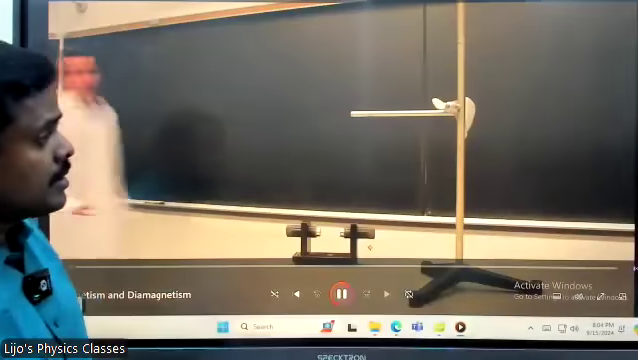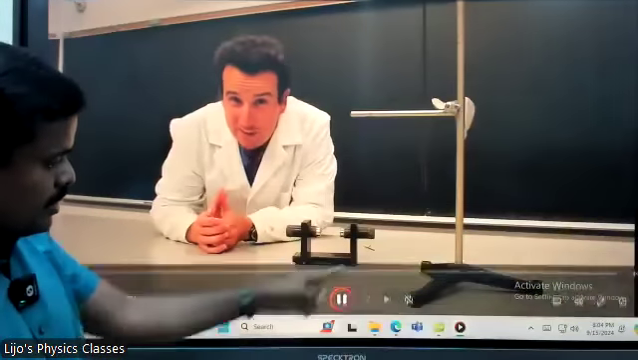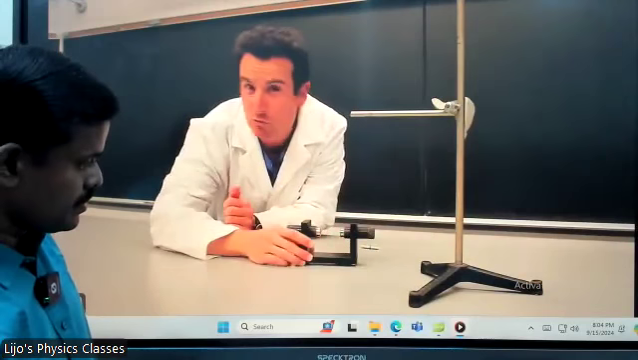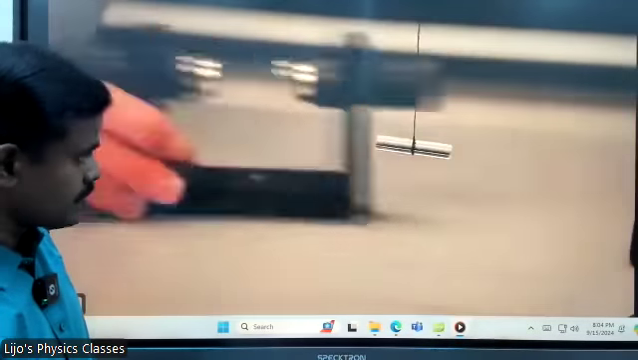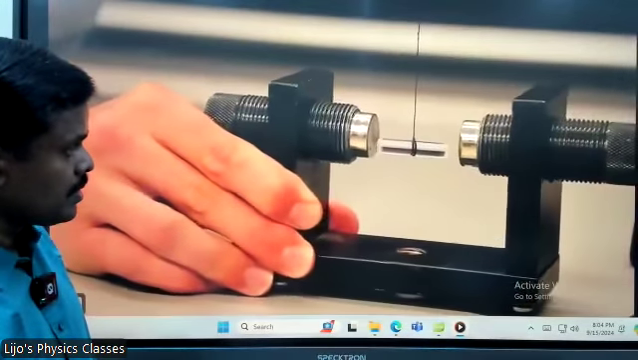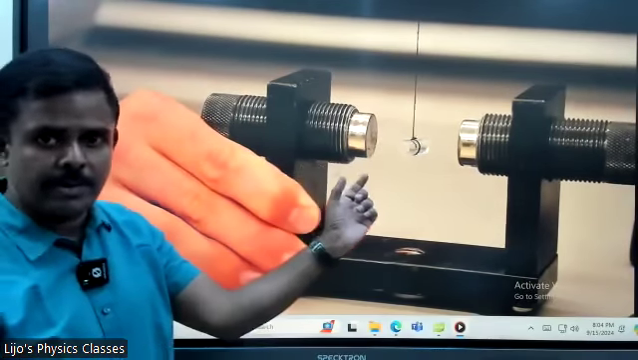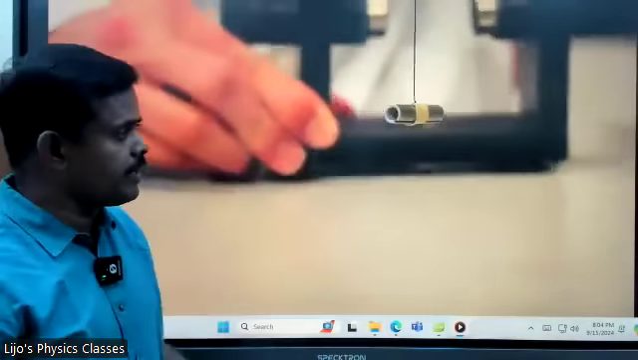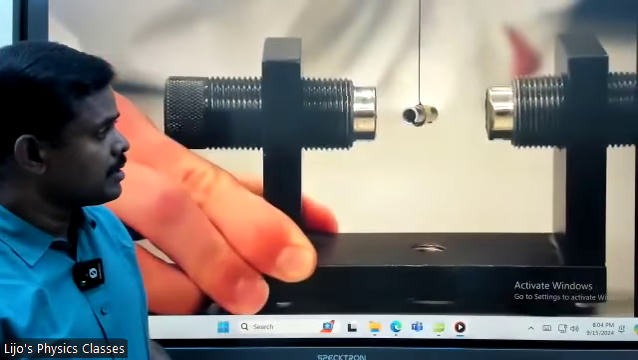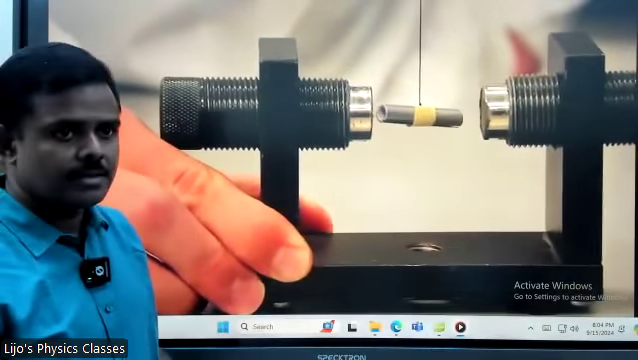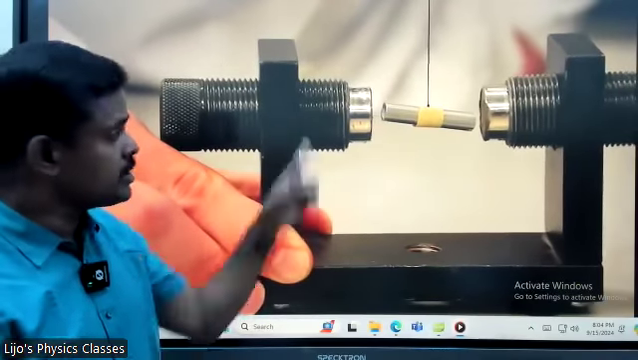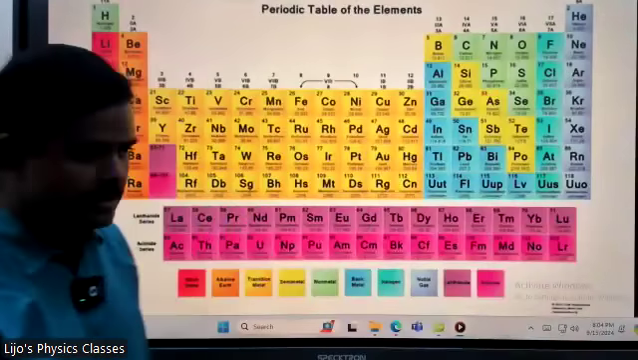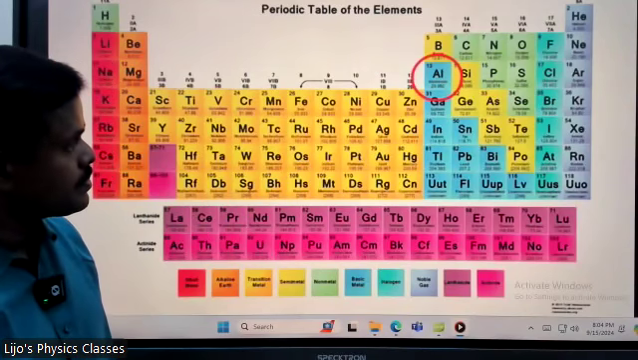Look at that. So you're going to suspend it. It will rotate to avoid magnets. Here, we see that the glass is diamagnetic. Look at that, it stays perpendicular, right? Because it is trying to escape out of the field. But look at this one. It stays parallel to the field. This is the north pole, that is the south pole. We see that aluminum has free valence electrons.